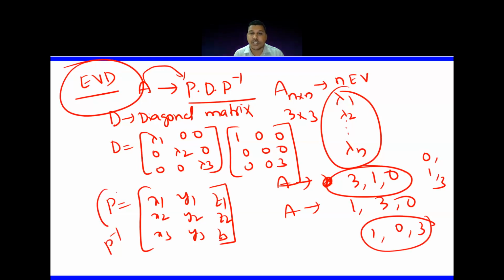Similarly, when you are forming this P matrix, you have to make sure that the eigenvector of eigenvalue 1 should come in the first place here.